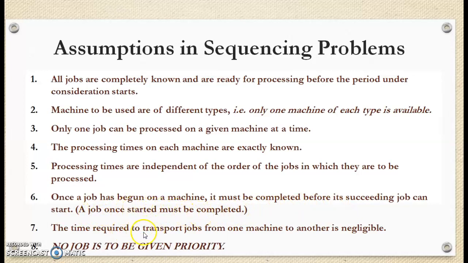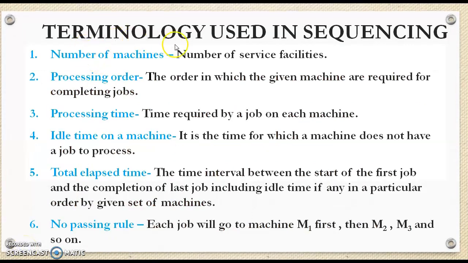Then the time required to transport the jobs from one machine to another is negligible. Here we don't consider the handling time. And the last assumption is that no job is to be given any priority. That means once we schedule and sequence it, that order is final, and no priority is given to any of the jobs. Now let us discuss the terminology used in job sequencing.